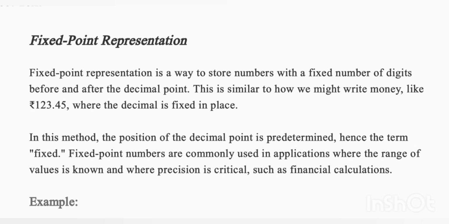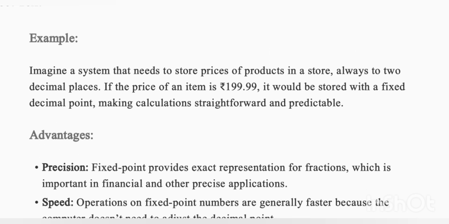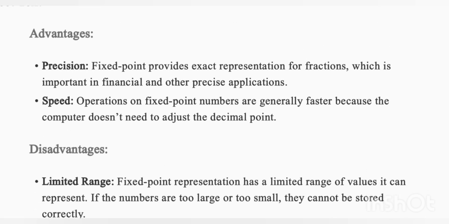Fixed point numbers are commonly used in applications where the range of values is known and where precision is critical, such as financial calculations. Example: imagine a system that needs to store prices of products in a store, always to two decimal places. If the price of an item is 199.99, it would be stored with a fixed decimal point, making calculations straightforward and predictable.